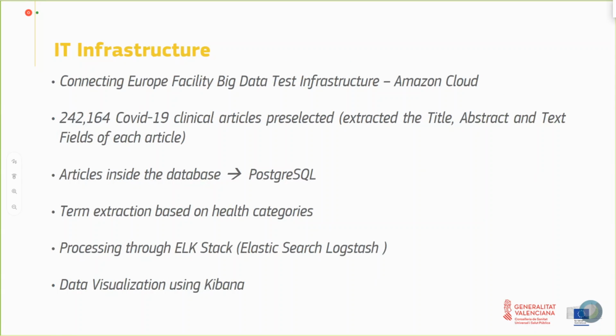The IT infrastructure used is the Connecting Europe Facility Big Data Test infrastructure by using an Amazon cloud. There are 200,000 articles pre-selected by extracting the title, the abstract, and text fields for each article. All these articles are included in a database by using PostgreSQL, and the term extraction is based on the health categories seen before. All this is processed through Elasticsearch Logstash Kibana, and the data visualization is by using as well Kibana. Next, please.